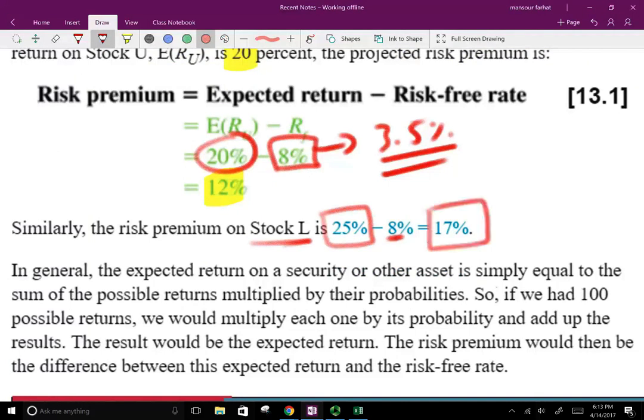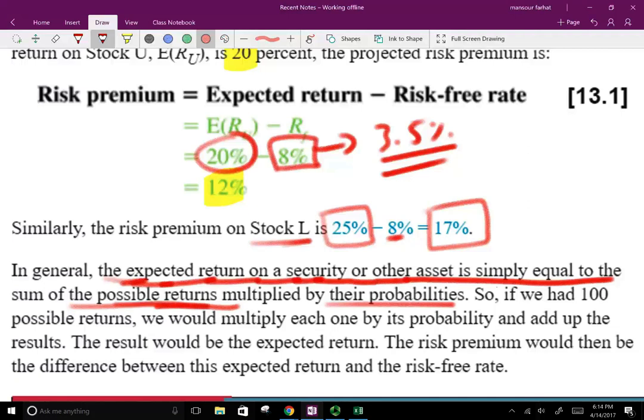So stock L is earning a risk premium of 17%. In general, the expected return on a security or other asset is simply equal to the sum of the possible returns, each possible return multiplied by its probability. Again, keep in mind that when you do the probabilities, they should add up to 100%.